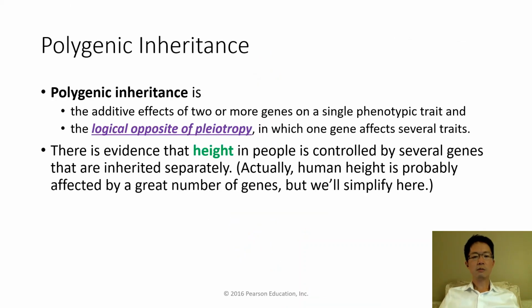And then, you may call it the opposite. We call it polygenic. Polygenic is the opposite of pleiotropy. Polygenic means that multiple genes, two or more genes, contribute to one phenotypic trait, one phenotype. An example is the body height.